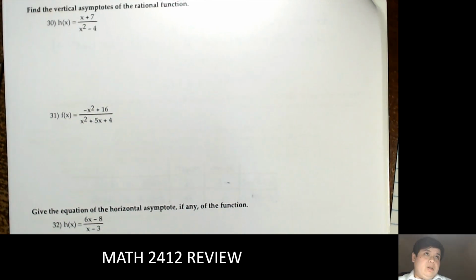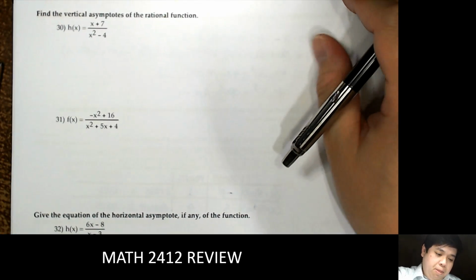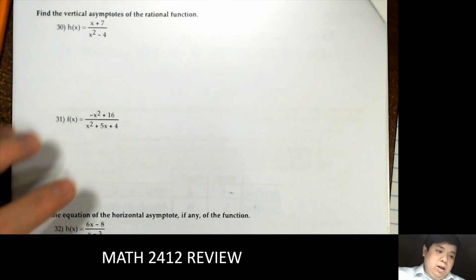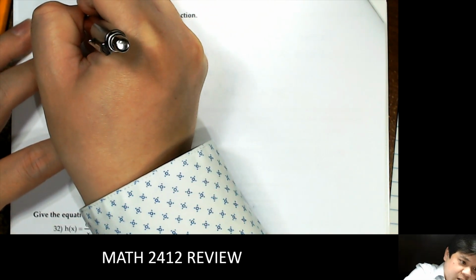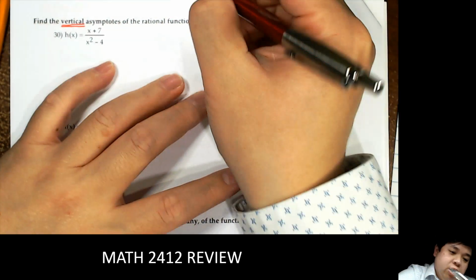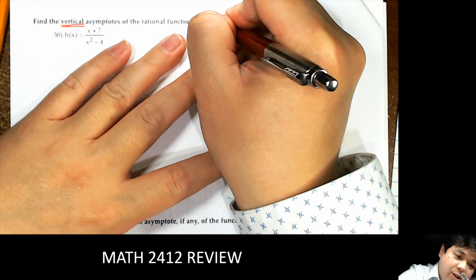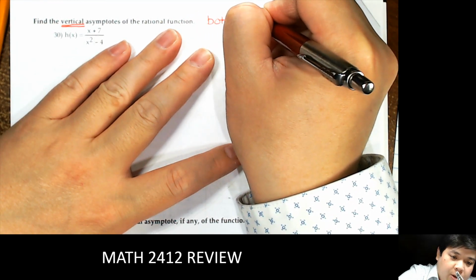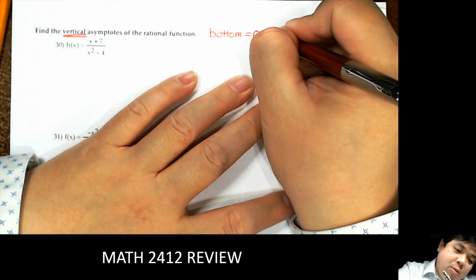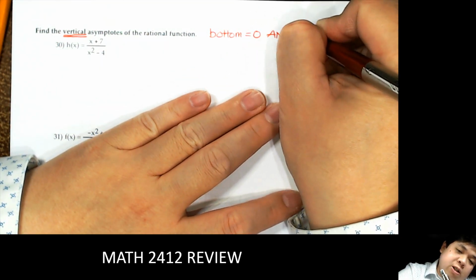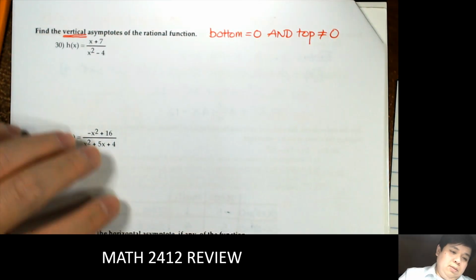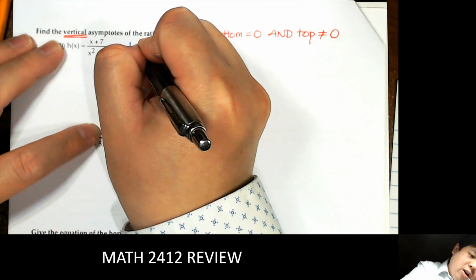Next, we'll find the vertical asymptotes on these two. So to find vertical asymptotes, this is what we need. The vertical asymptote is where the function is undefined, so the denominator, or the bottom, has to be equal to 0. But if both the bottom and the top equal 0, we will have a hole. So we have the bottom equal to 0, but the top is not. So in the first one, we let the bottom equal to 0.